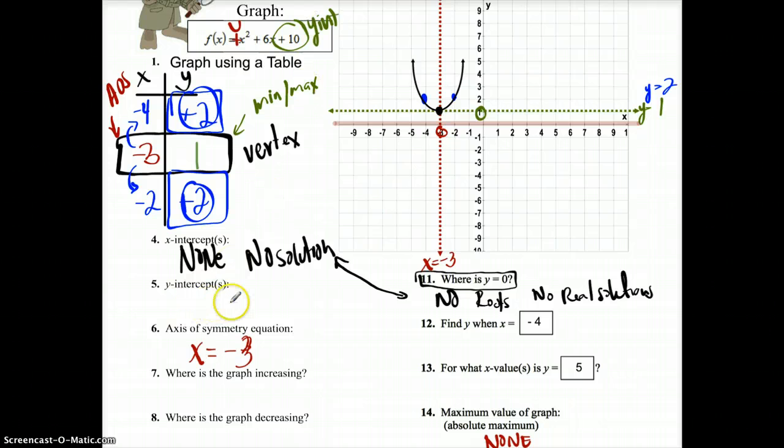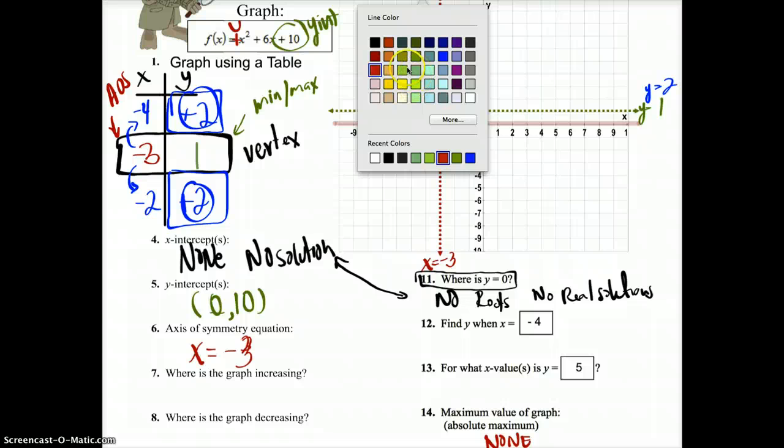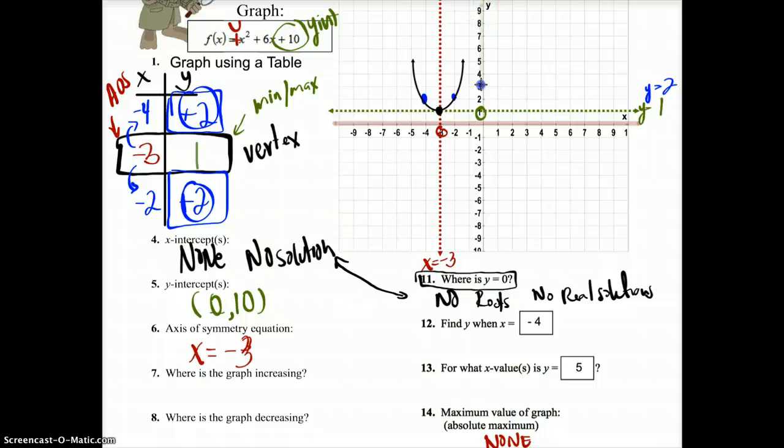Okay? Now, my y-intercept is going to be 10. But our y-intercept is always going to be a point. Okay? What number do you think is going to be in front of the 10? That's right. It's a 0. Okay? It's because this x value right here, let's change the colors. Okay, so this is our y-intercept right here, and this value is not x equals 1 or -1, is x equals 0. So that's our y-intercept. Okay.